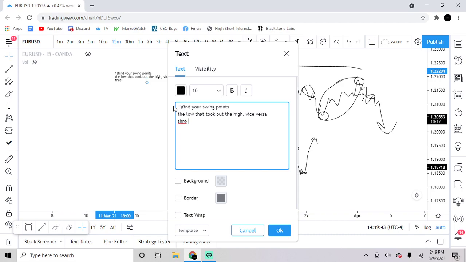Well, the real structure piece will have distance between its other swing point, and it will have taken out liquidity.